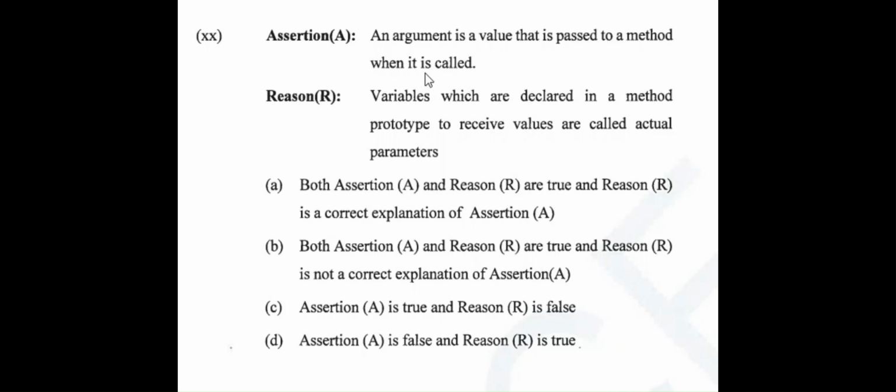An argument is a value that is passed to a method when it is called. A is true and R is false. Both assertion and reason are true? No. This one, C. Assertion A is true and R is false, C option. So formal parameter is used in method prototype or method header, and actual parameter is used in function call. Formal parameter is used in method define, actual parameter is used in method call. Okay.